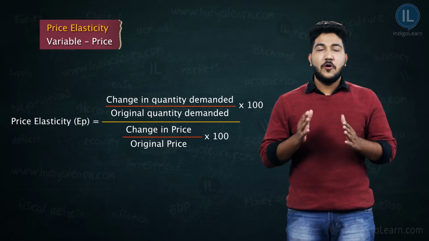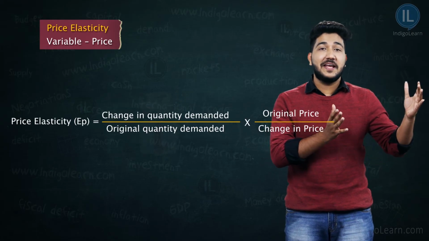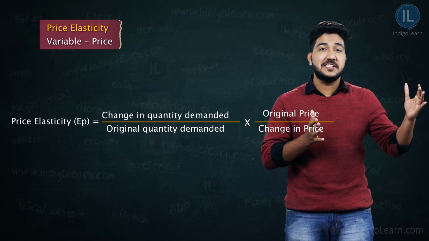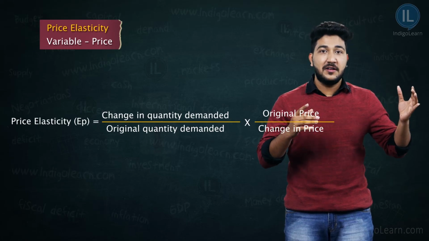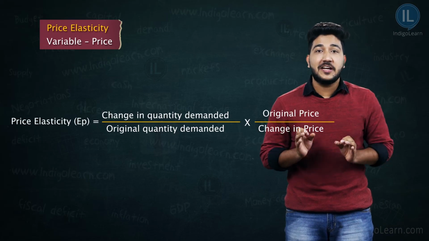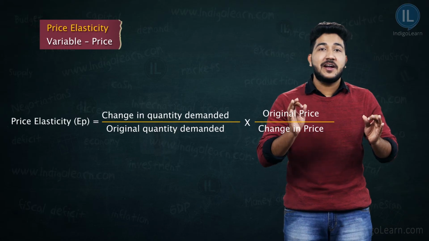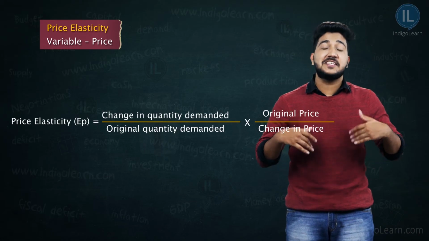It's very lengthy. Now let us take this denominator to the other side. Now it becomes a multiplication, and whenever there is a multiplication, it becomes a reciprocal. Correct? So our revised formula is change in quantity divided by original quantity multiplied by original price divided by change in price. Let us reshuffle the formula again.